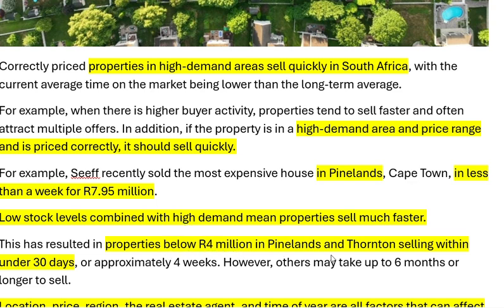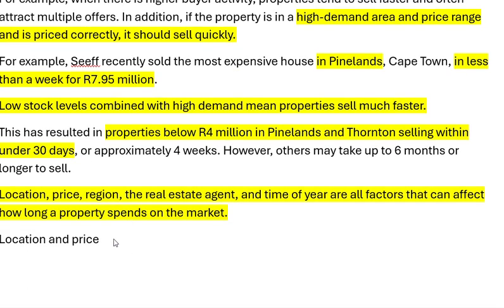Property below 4 million in Pineland and Tauntan is selling in under 30 days. Moreover, Tauntan is also a place where you may buy your property, because if you are at the point where you want to sell, it sells quicker. 30 days, that is approximately 4 weeks, right?